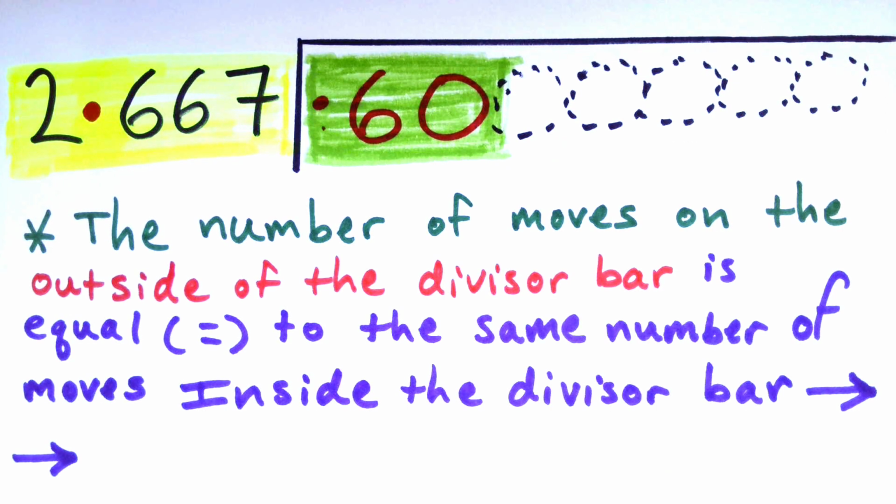I have this rule written out for you here. The number of times we move that decimal outside of the divisor bar is going to be equal to the same number of moves of the decimal inside the divisor bar. Let's see what that looks like.